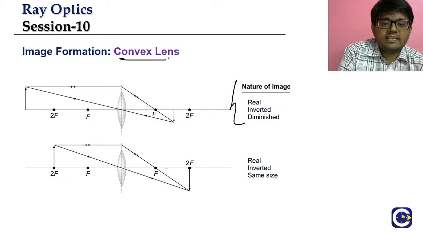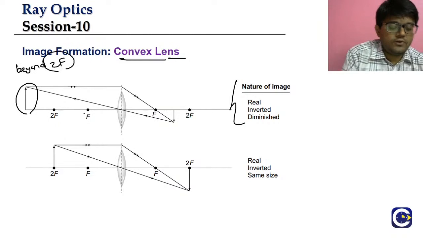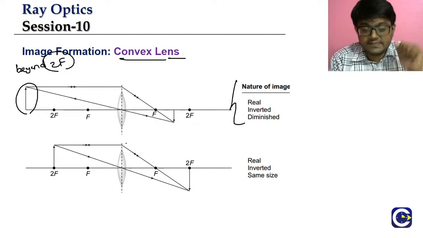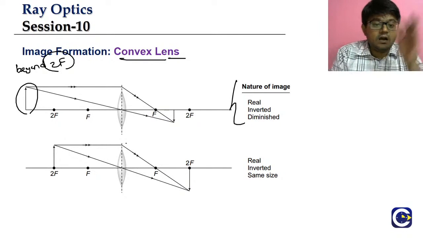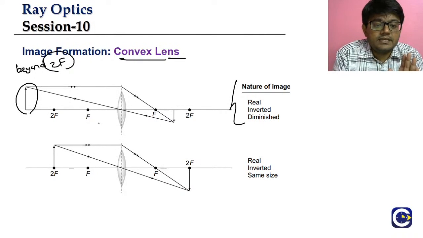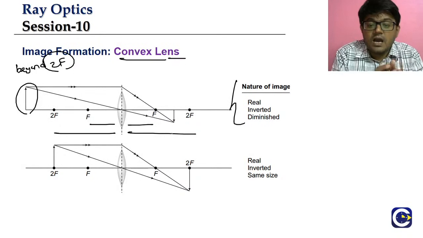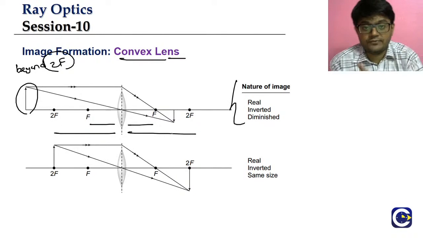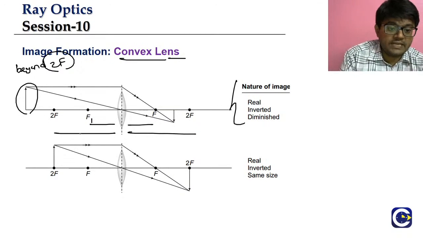So look at the convex lens. We are starting with a position where the object is beyond 2f. We'll always keep our objects on the left side. The assumptions we are making are that this is a thin lens, and on either side it is the same medium, which is generally air. That's why the distances will be identical. Otherwise we can even name them F1, F2, 2F1, 2F2, instead of just calling them F on both sides.